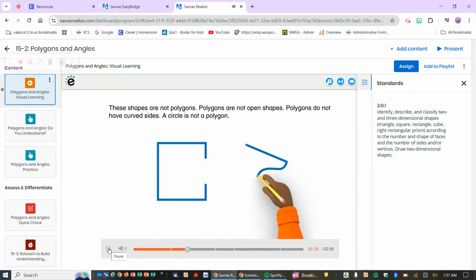These shapes are not polygons. Polygons are not open shapes. Polygons do not have curved sides. A circle is not a polygon. Really quickly, when they say open shapes, they mean that there's some sort of way to get to the inside. If you look at this shape, while it has a curved side, so it does not count as a polygon, it is closed because there's no opening to get to the middle. All the lines connect. This shape on the left, right here, is considered an open shape because it has this little doorway that we could get to the inside of the shape.